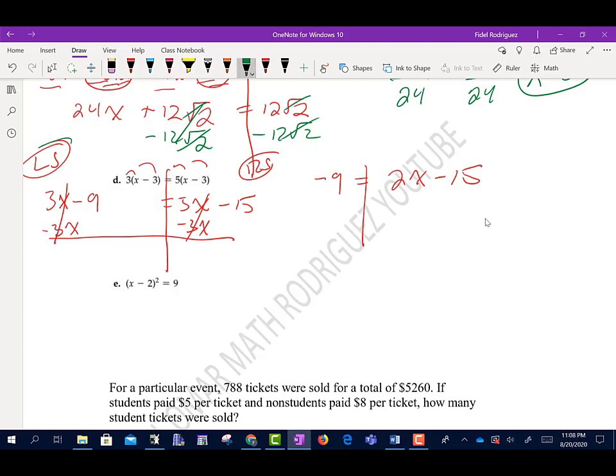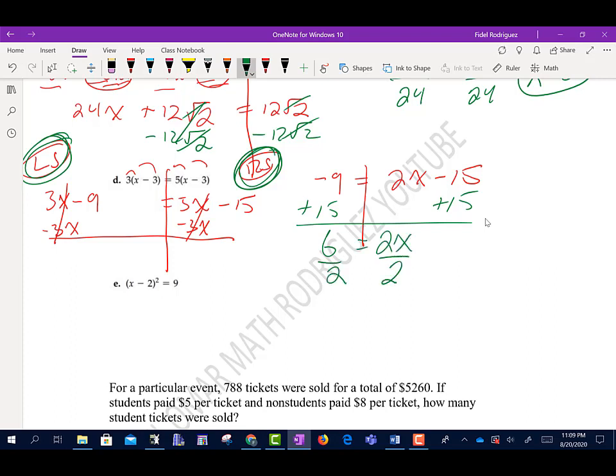If I'm putting my letters on the left, then my numbers go on the right. If I'm putting my letters on the right, then my numbers need to go to the left. So I'm going to go plus 15. Let me go plus 15, okay? So negative 9 plus 15, think about it this way: I have $15, I owe you 9. I'm left with 6, okay?